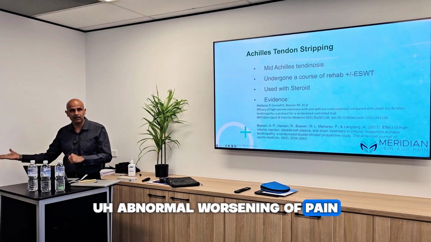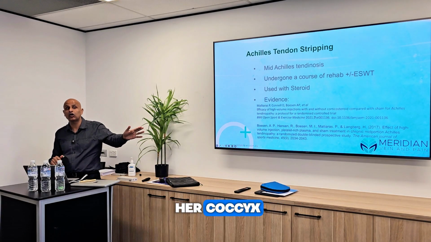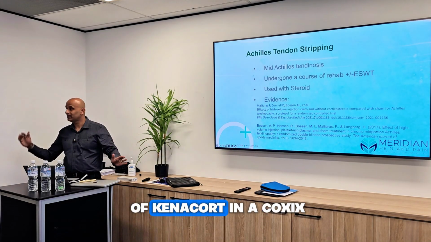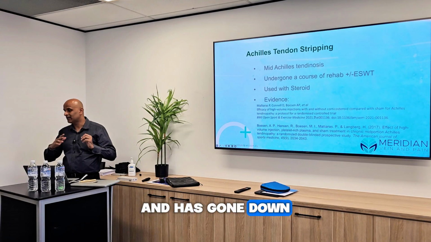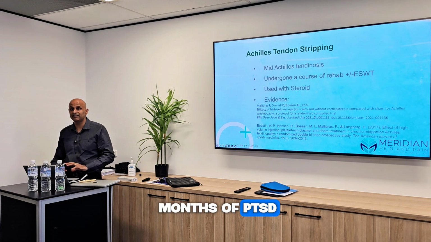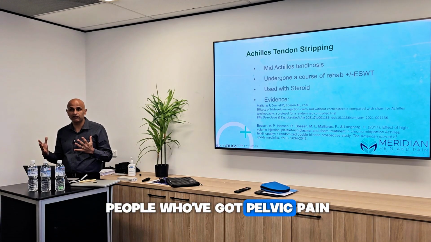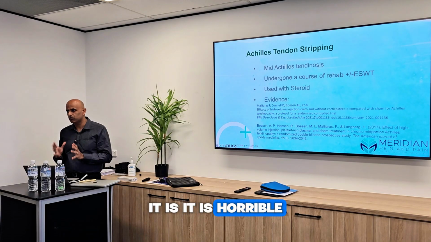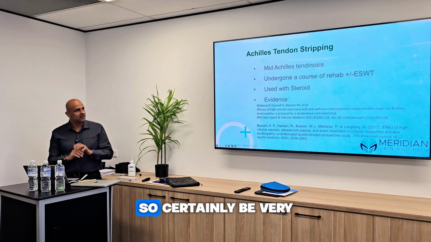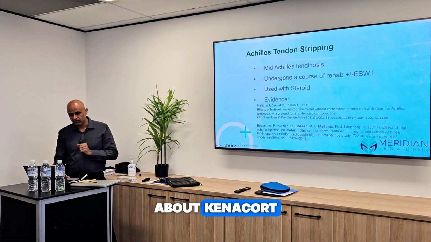and they can actually give this abnormal worsening of pain. I saw this lady who had a shot of dexamethasone in her coccyx. Great result. Then had a shot of Kenacort in her coccyx and has gone down this huge rabbit hole for the last 12 months of PTSD, severe coccygeal pain. I don't know if you've ever come across people who've got pelvic pain. It is horrible. And so this lady is in a heap of pain. So certainly be very careful about particulate steroids, and certainly be very careful about Kenacort.